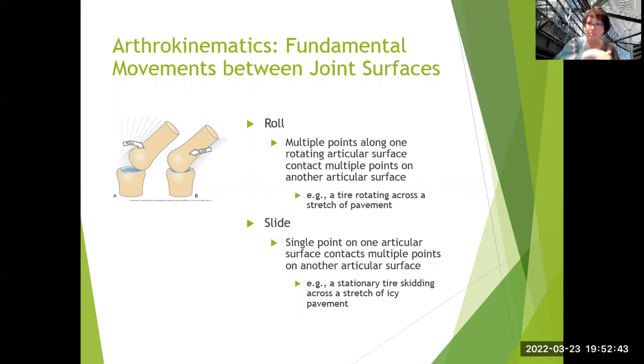Okay, so that's roll. Slide is where a single point on one articular surface contacts multiple points on another. That's like a stationary tire. You've locked your brakes and you're skidding across the ice. So that's slide. With roll, the tire's rolling. With slide, you're sliding. Hopefully that makes sense.